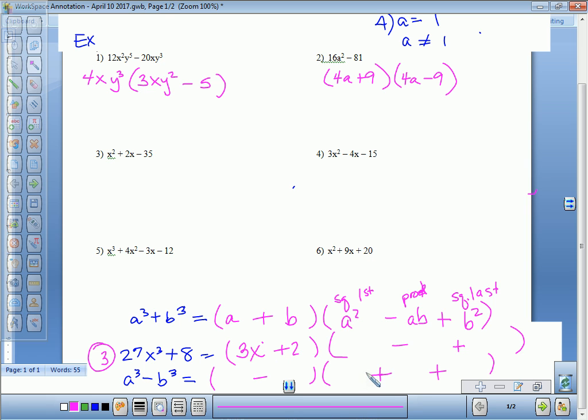It's not a trick question. 3 times 3, 9. The product of the two, 3 times 2, 6. Yes. And finally, 2 squared is 4. And that's how you do that. Now, if it was minus, it's the same thing. Same process, except the signs change.